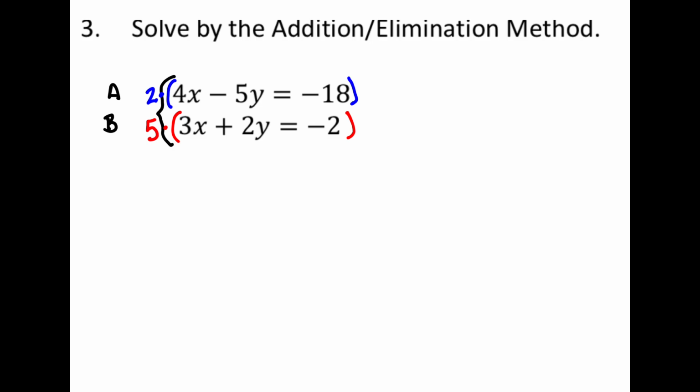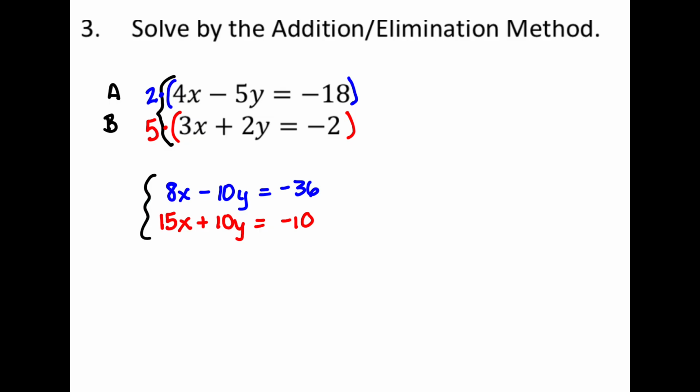Okay, so once I multiply those through, I have 8x minus 10y equals negative 36, and 15x add 10y equals negative 10. So that's my new system, and I'm going to add it up.